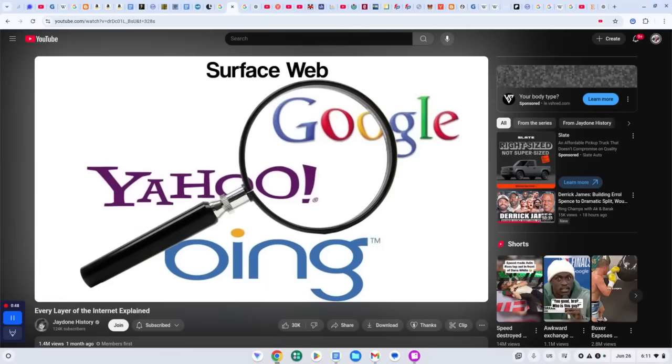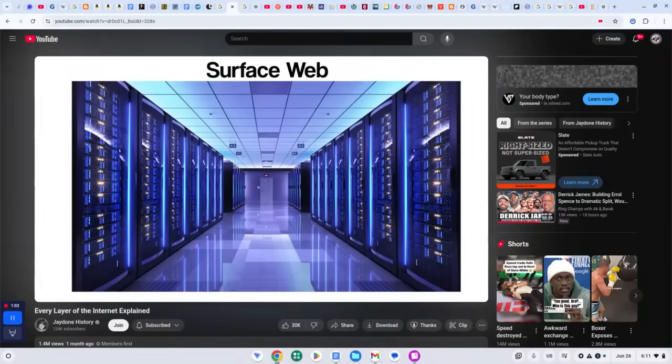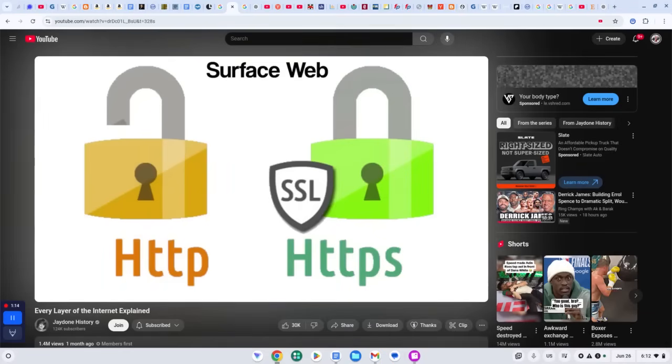At its core, the surface web operates through a system of servers and browsers communicating using protocols such as HTTP, meaning Hypertext Transfer Protocol, or its secure counterpart HTTPS. When a user types a URL into their web browser or submits a query to a search engine, the browser sends a request to the web server that hosts the corresponding content. If the content is indexed and publicly available, the server responds by sending the requested data back to the browser, which then displays it for the user. This simple interaction forms the basis of web browsing and defines much of the surface web experience.